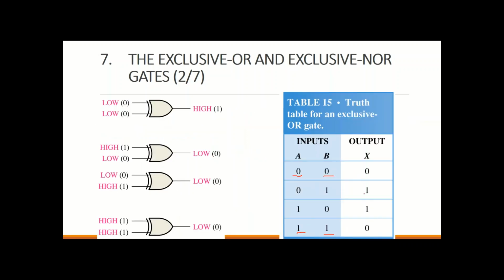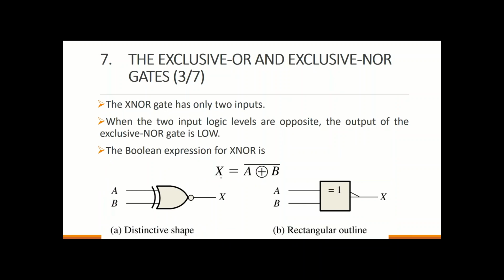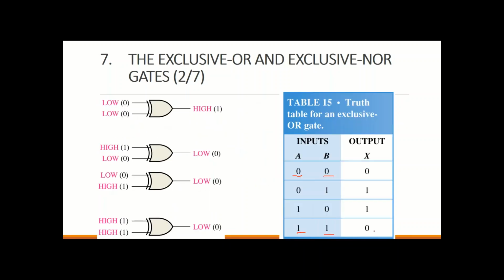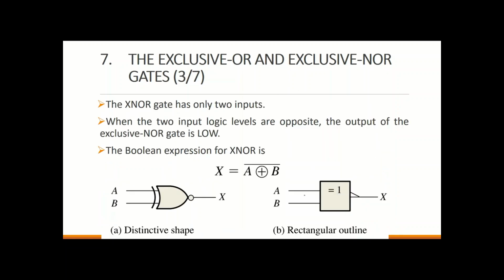Now look, the output of the XOR is 1 when the inputs are different. The exclusive NOR will be 1 when they are the same. So it will sense if they are the same, and the output will be 1. Otherwise, it is 0. It's the exact opposite. Now, it's just the negation of the XOR, so we have either a bubble or a triangle at the output.